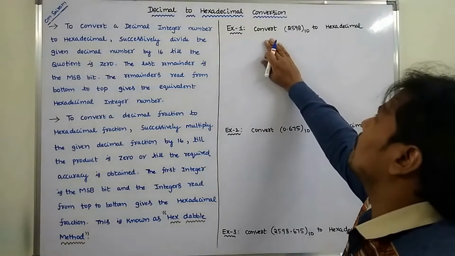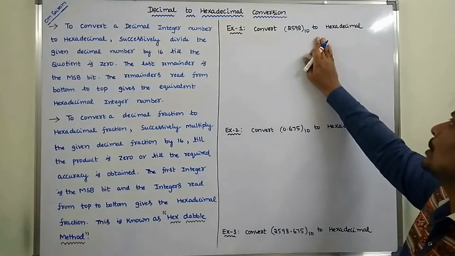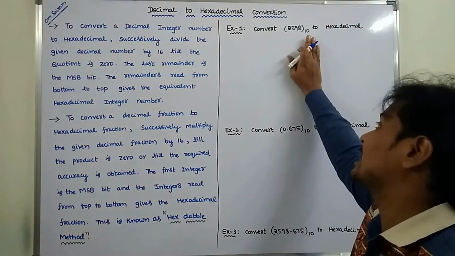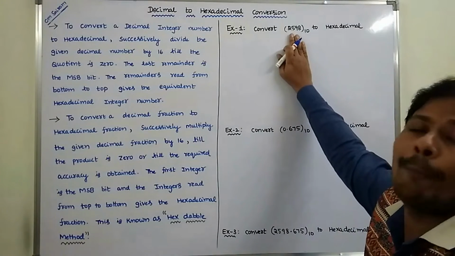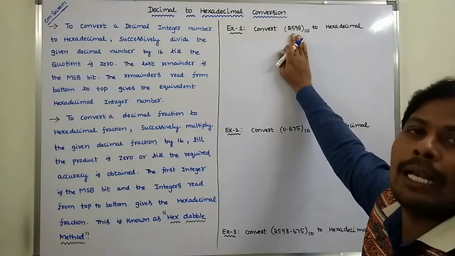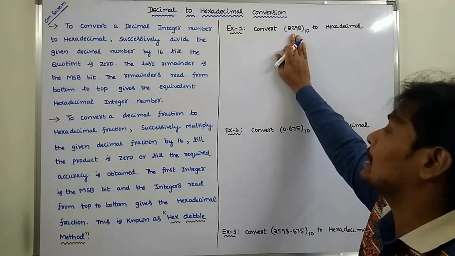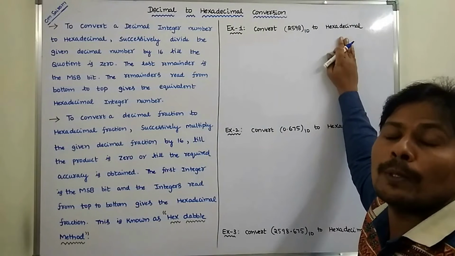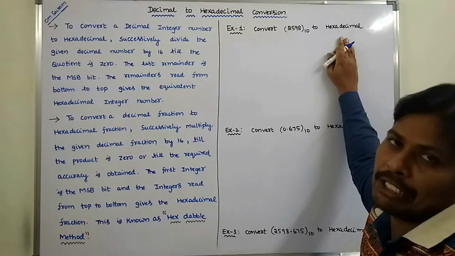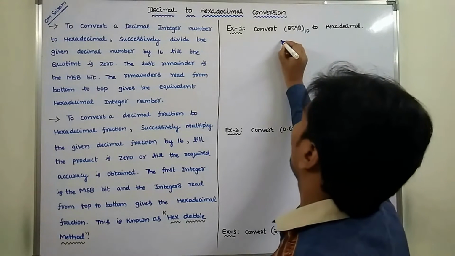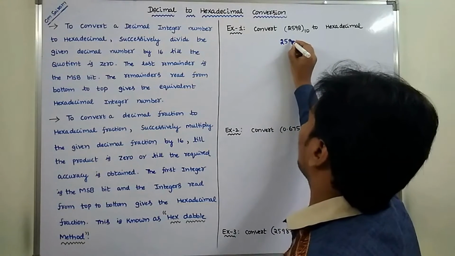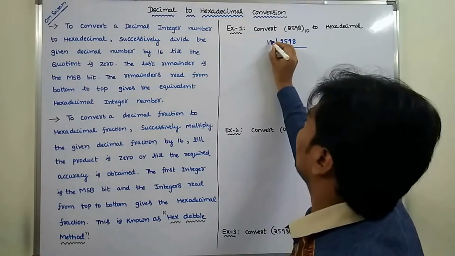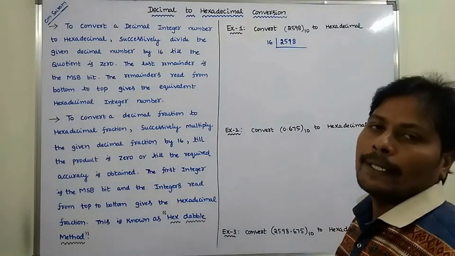Example 1, convert 2598 base 10 to a hexadecimal number. This is a decimal integer number because its base is 10. There is no decimal point. So it is a decimal integer number. To convert this decimal integer number into a hexadecimal number, we have to use the successive division by 16 method. Okay, so now we have to take 2598. This is a decimal integer number. We have to divide by 16 in the successive division by 16 method.